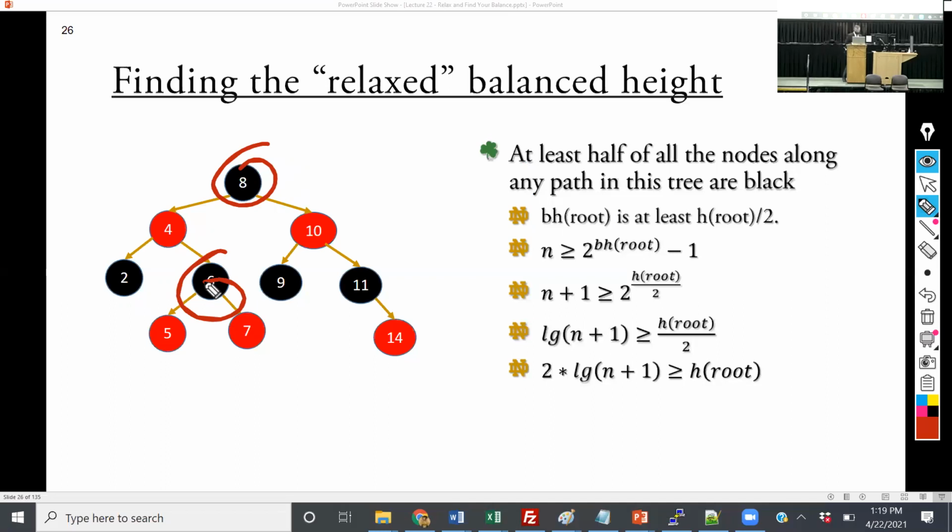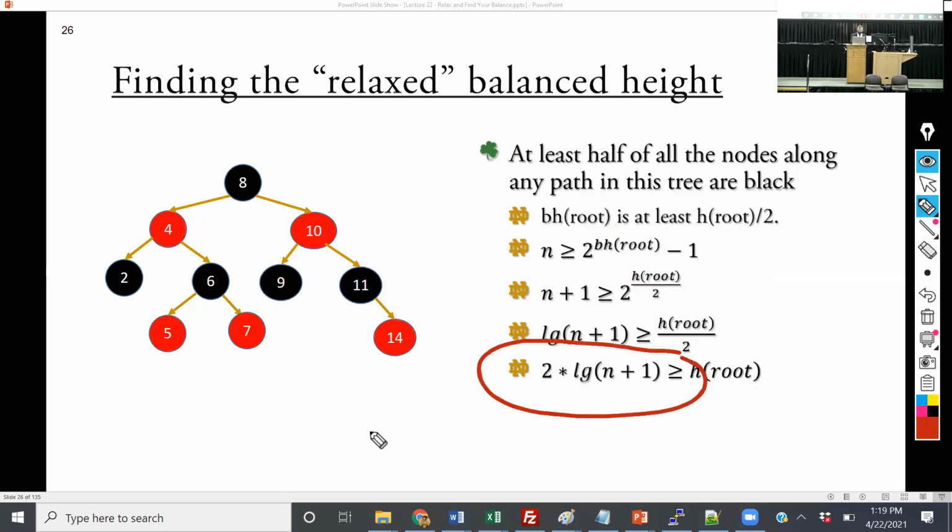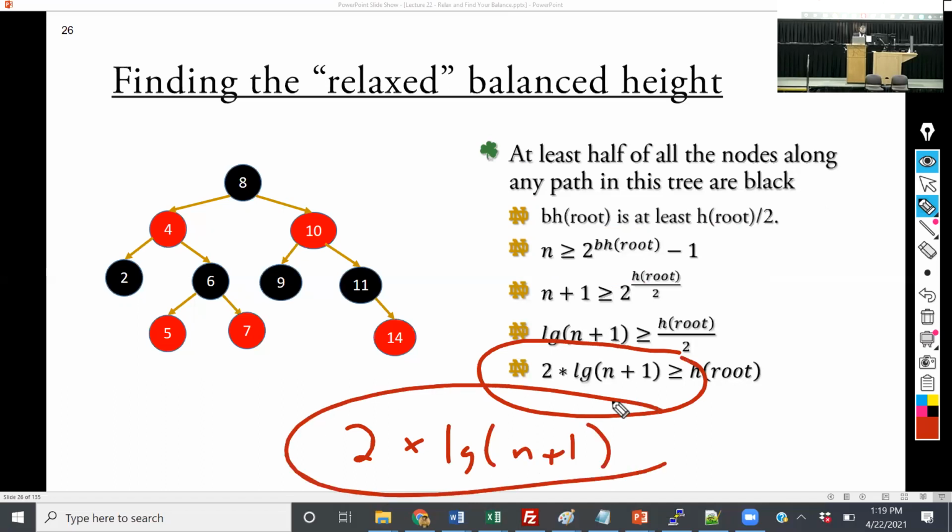And so now we're trying to figure out how high the tree will actually be. When we figure this out, we're going to say that n plus 1, excuse me, was greater than or equal to the black height of the root. So we do a logarithm. And now we have that 2 to the power of the black height from the root minus 1 is going to be less than the actual height of the tree. And when we solve this, we get 2 times log of n plus 1. And so that is our quantification of this relaxed balance.